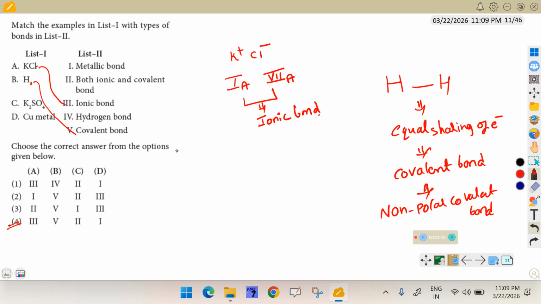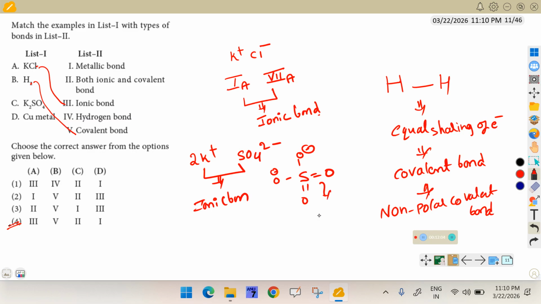Remaining, K2SO4. In K2SO4, both ionic and covalent bonds are possible. K2SO4 gives 2K plus and SO4 2 minus, and between these two an ionic bond is present. In SO4 2 minus, S double bond O, single bond O minus; these bonds are considered covalent bonds. Cu, copper metal, forms a metallic bond. Metals form metallic bonds.